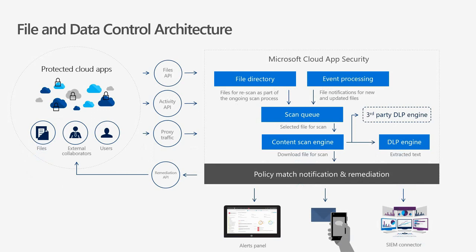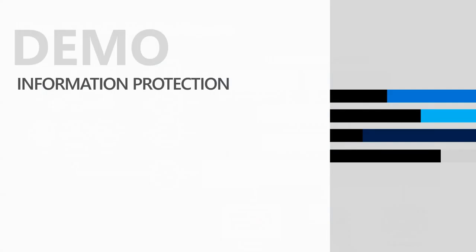It'll go through the content scan engine or the DLP engine or a third party, depending on what you choose. After your files have been scanned, we'll be able to gather information such as what the files are, who are the external collaborators and users, and then take the appropriate governance actions when needed. If there is a policy match, you'll see these alerts within MCAS. You could also get a text or email notification, and we can also send these alerts to your SIEM. So now let's get into a demo.